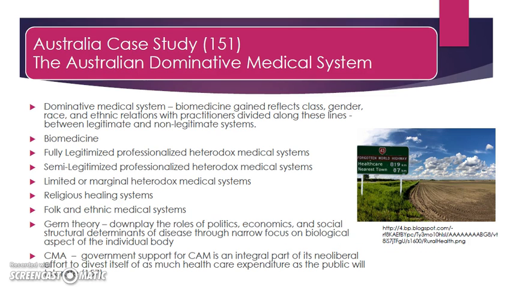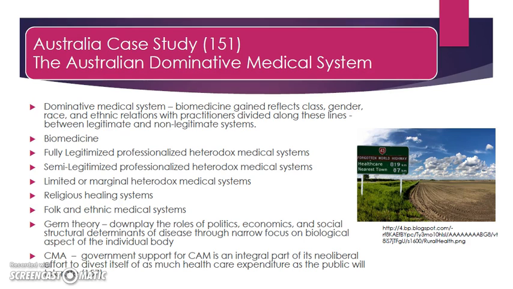Singer and Baer go into a fairly lengthy discussion of the Australian medical system and the dominative medical system in Australia. They define the dominative medical system, and again, this is drawing from the work of Hans Baer in particular, as looking at how biomedicine gained respect and how this reflects class, gender, race, and ethnic relations, with practitioners divided along these lines between so-called legitimate forms and non-legitimate systems of healing and medicine.